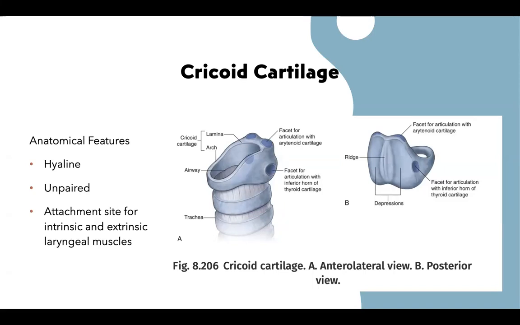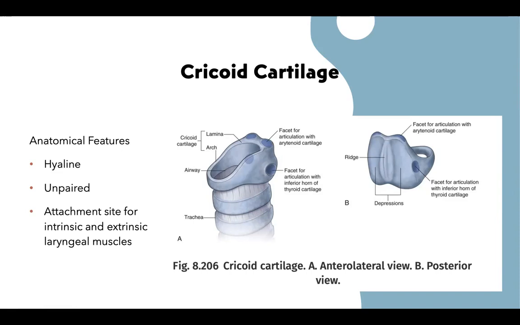It has a broad lamina posteriorly and a narrow lamina anteriorly. So the posterior surface of the lamina, as you can see in this picture, is characterized by two shallow oval depressions separated by a vertical ridge. The esophagus attaches to the ridge, and the depressions are attachment sites for posterior cricoarytenoid muscles.